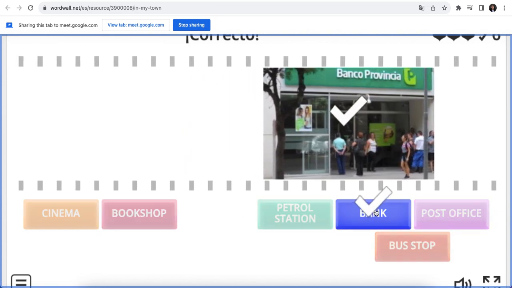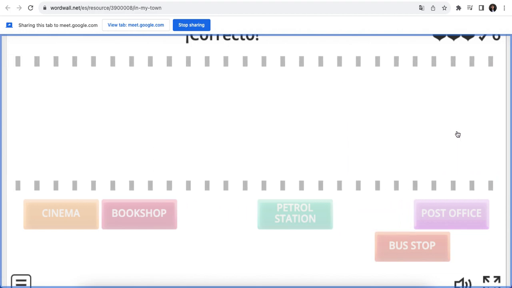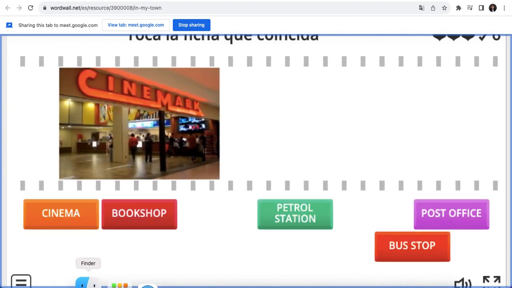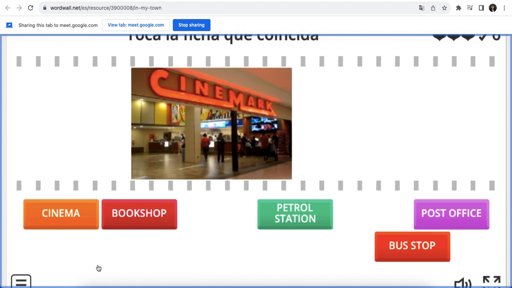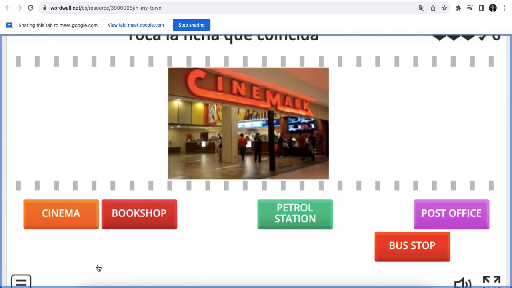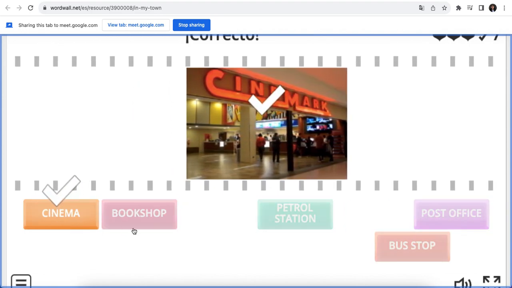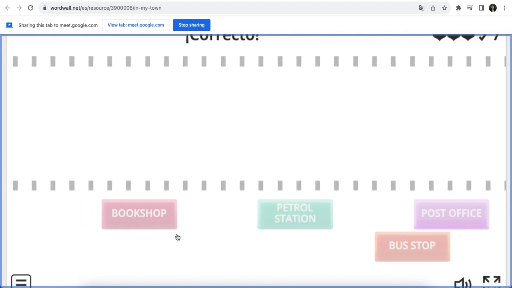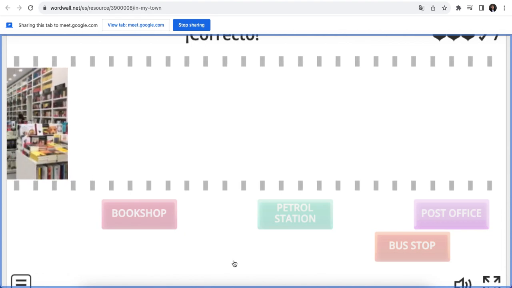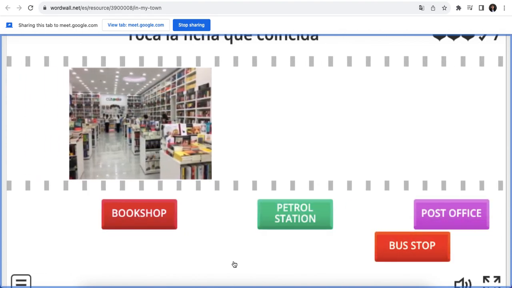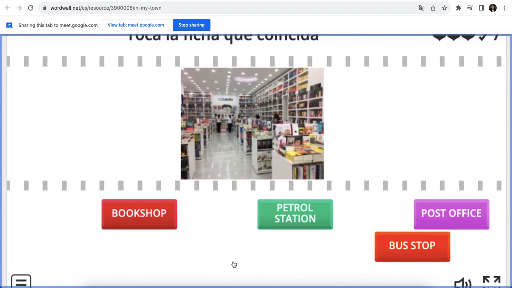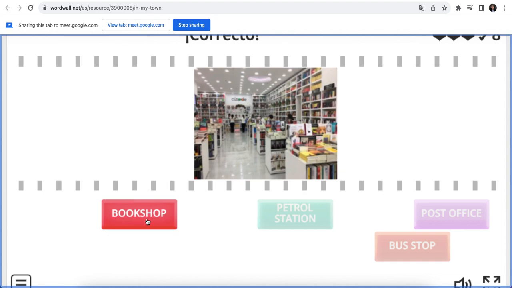This one is a bank. Yeah. This one is cinema. Cinema, right? Bookshop. Bookshop, exactly.